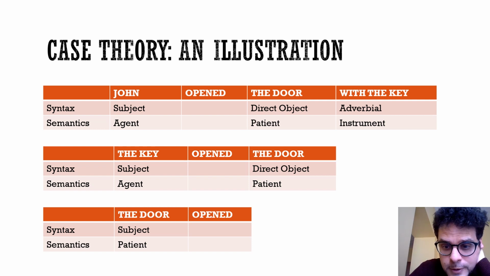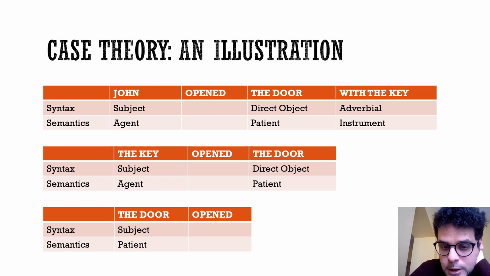Now the important thing here is to notice that from the viewpoint of syntax, the elements can be scrambled. The key can be the subject, or it can be an adverbial, or it can even be omitted altogether. The door in the first sentence is a direct object. In the second sentence also, but in the third sentence it becomes a subject.